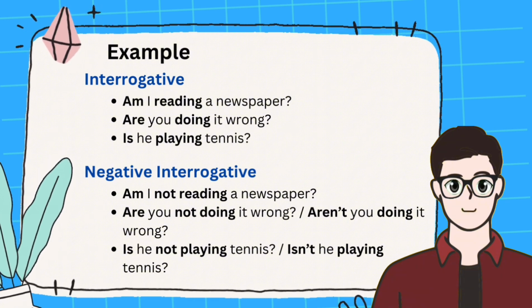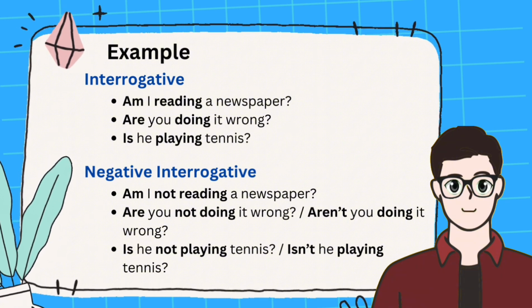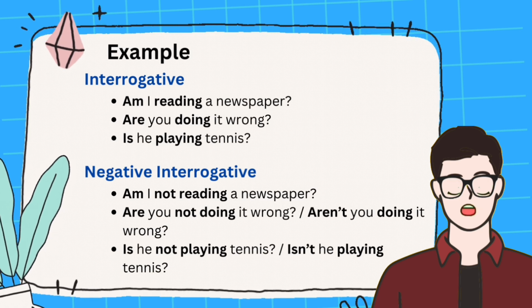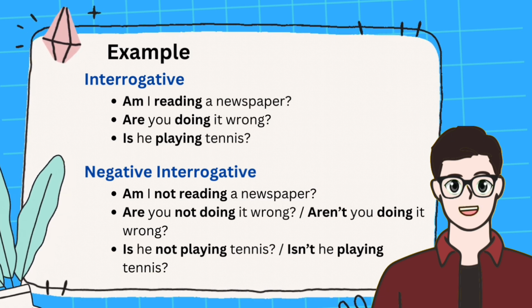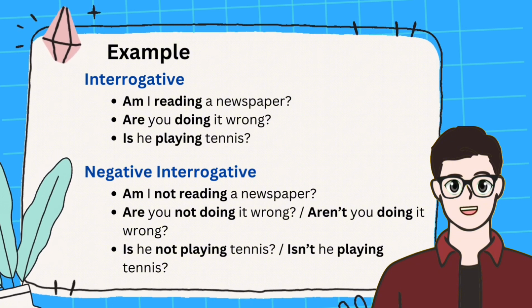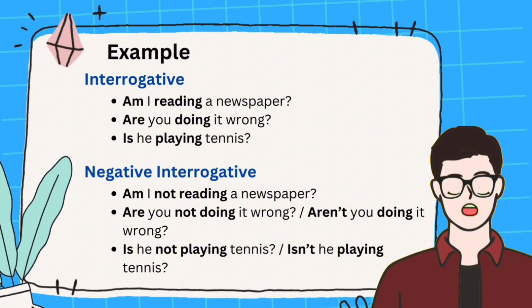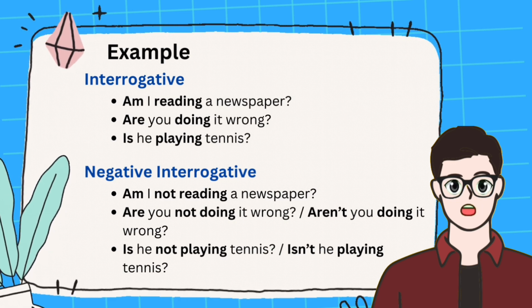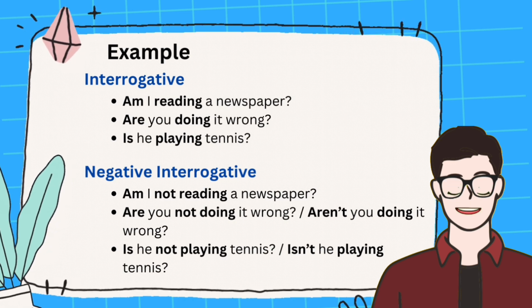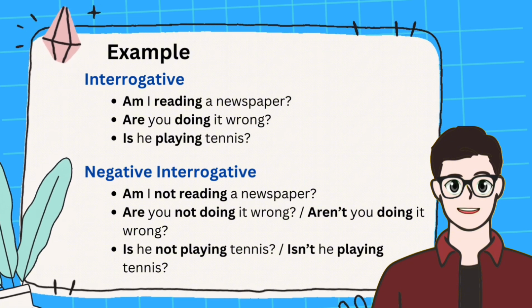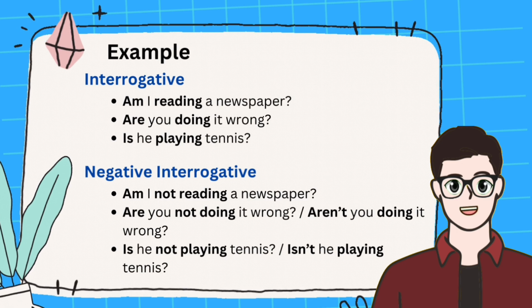For the negative interrogative: am I not reading a newspaper? Are you not doing it wrong? Or we can say it this way: aren't you doing it wrong? And the last one: is he not playing tennis? Or you can say it this way: isn't he playing tennis?